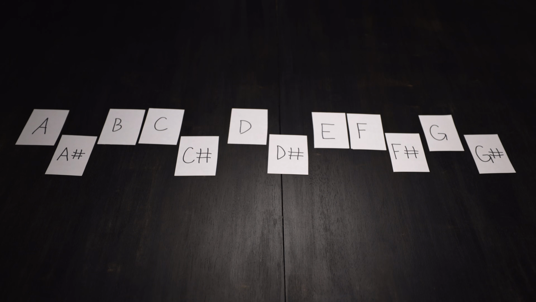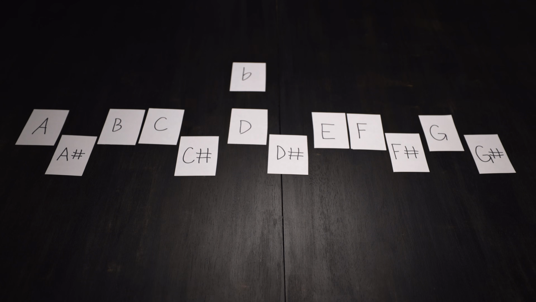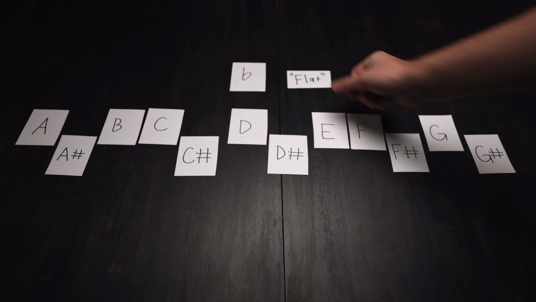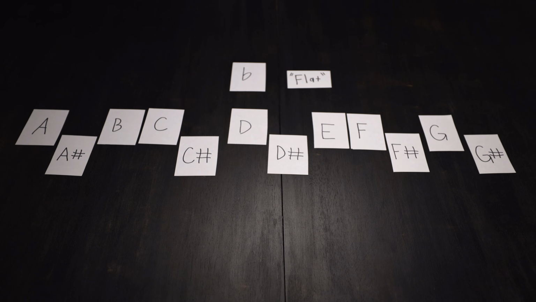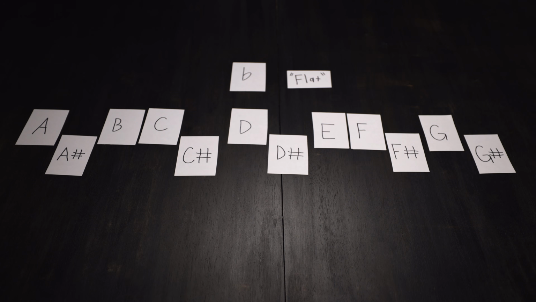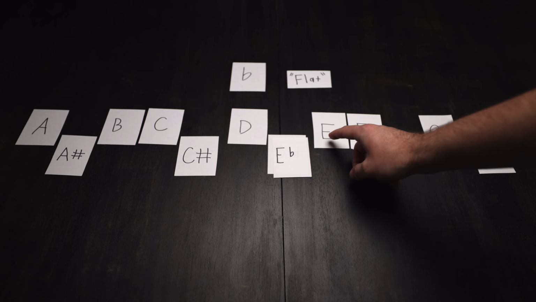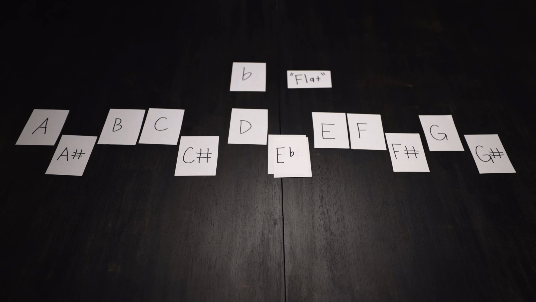Now, the flip side of sharps are flats, which are represented by this symbol that kind of looks like a lowercase b, and it's pronounced flat. Flat means lower, so in this case, where we went from D to D sharp, we went higher. We can also call this note E flat, because we're going from E and just going lower. And this works for all the sharps.